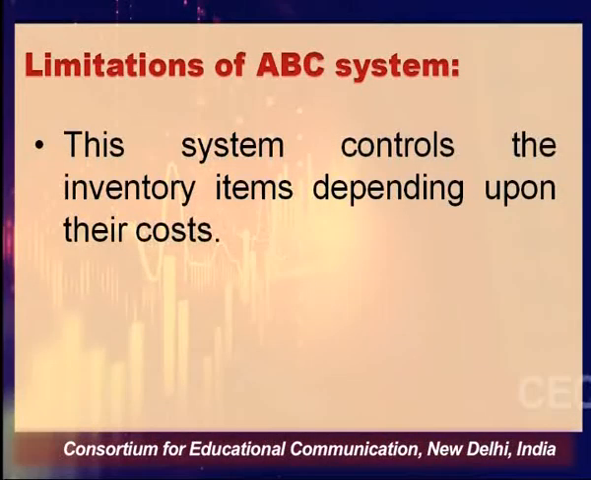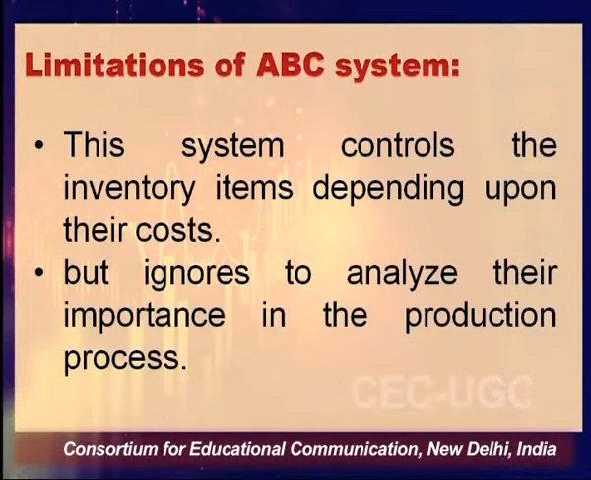Now in this ABC system of inventory management, there are certain limitations. What is that limitation? This system controls inventory items depending upon their cost only. But remember, it ignores their importance in the production process, because at times there are certain items which involve very nominal cost, but if they are not there, you cannot start your production. They are crucial to your production process, and their absence is going to stop everything.